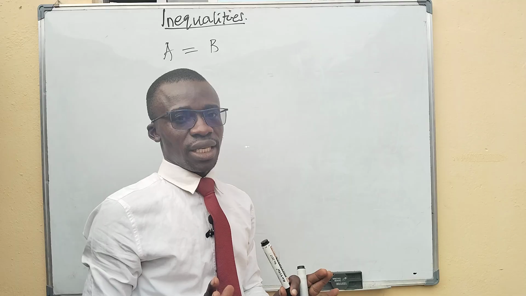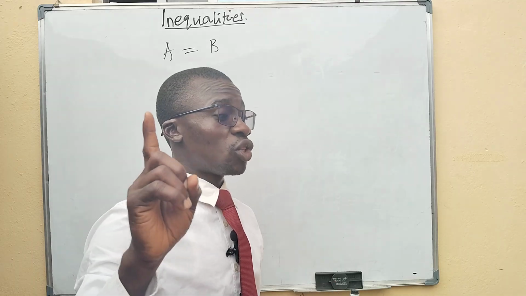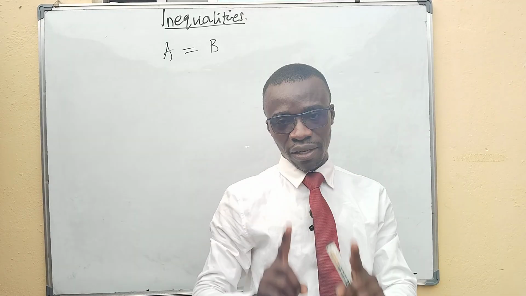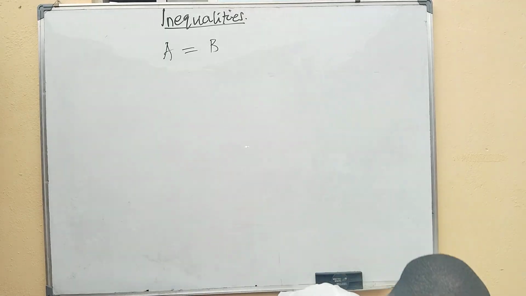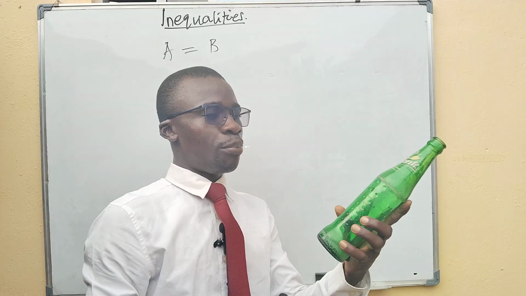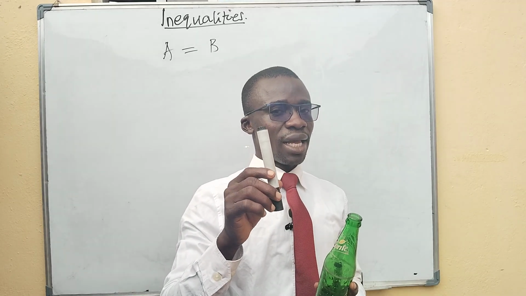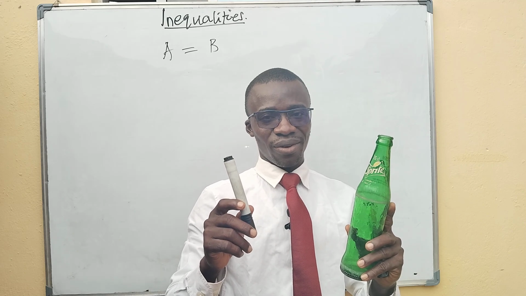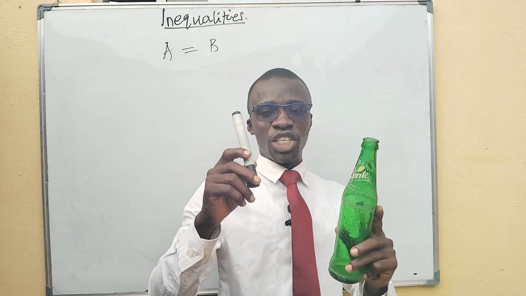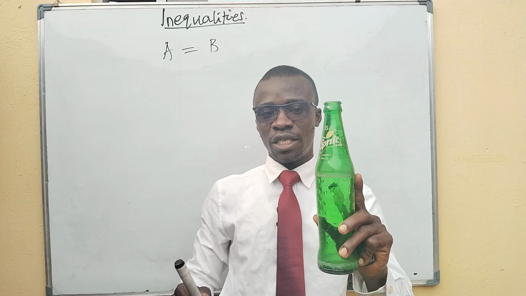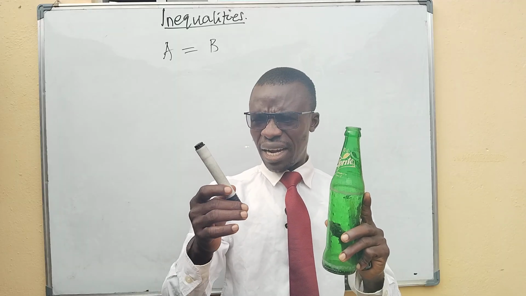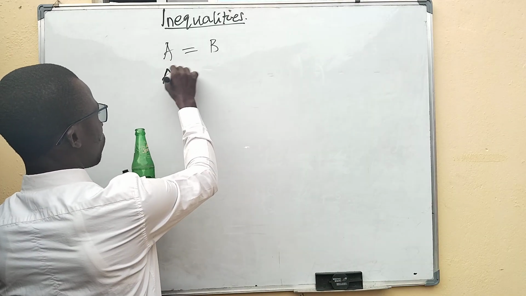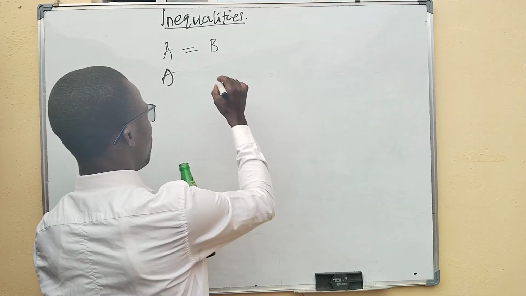That is equality. Even if you go to any part of this country, a Sprite bottle of this kind is always measured 35 cl. So it's equal. Then what if we now measure a Sprite bottle and my marker? What do you observe? They are not equal. In a case where you measure a marker and a Sprite bottle of 35 cl, you find out that, wow, let a bottle of Sprite be A, then my marker be B.